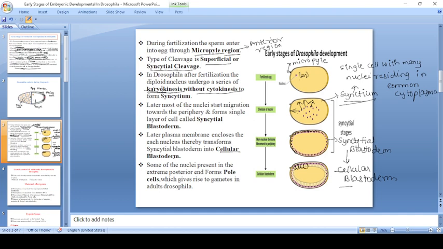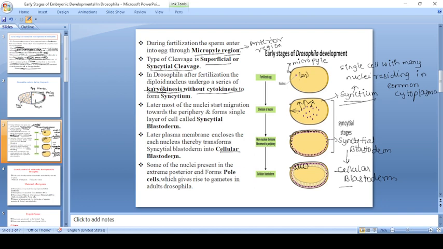The only difference between the syncytial blastoderm and the cellular blastoderm is that in the syncytial blastoderm, the nuclei at the peripheral region are not completely covered by the plasma membrane. In the cellular blastoderm, each nucleus located at the peripheral region is completely covered by the plasma membrane. Is it clear?